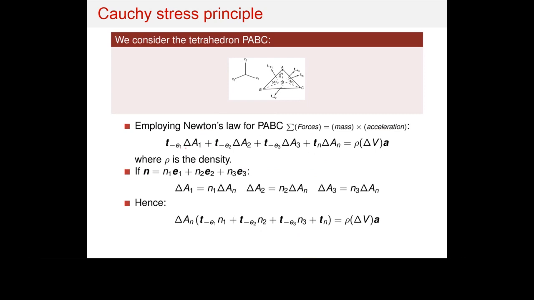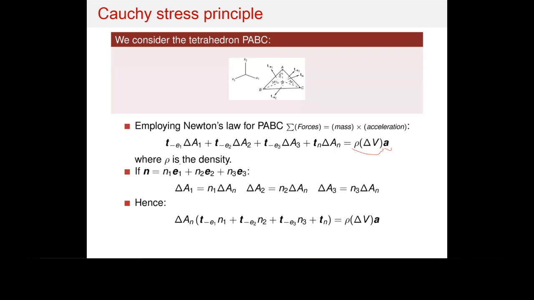I now can use Newton's law, the conservation of momentum. Let us take a very general case. Let us assume that this is in motion. This is a dynamic problem, so you have some acceleration, and you have body forces as well. The body forces are the acceleration multiplied with the mass, and the mass is the density multiplied with the volume. Then we have a summation of all the forces that are active on this tetrahedron: the first, the second, the third, and the force Tn. All of them added together.